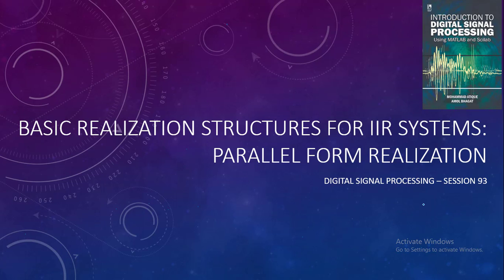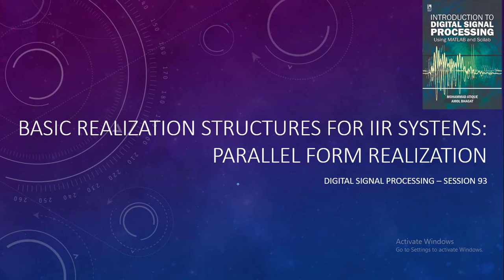In previous sessions, we have seen the realization structures for IIR systems, where we discussed direct form 1 realization, direct form 2 realization, and cascade realization. Today, we will be discussing one more realization structure for IIR systems, that is nothing but the parallel form realization.